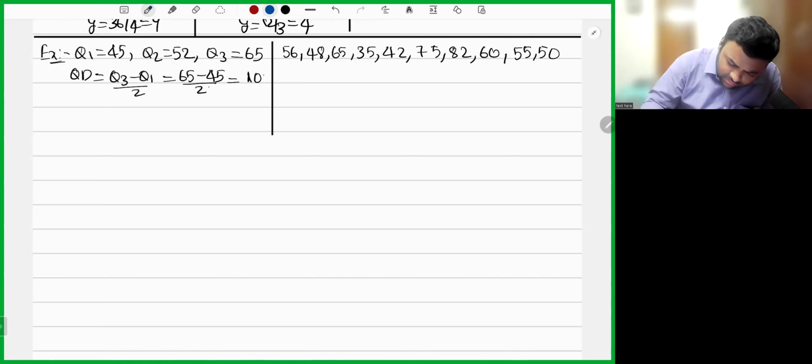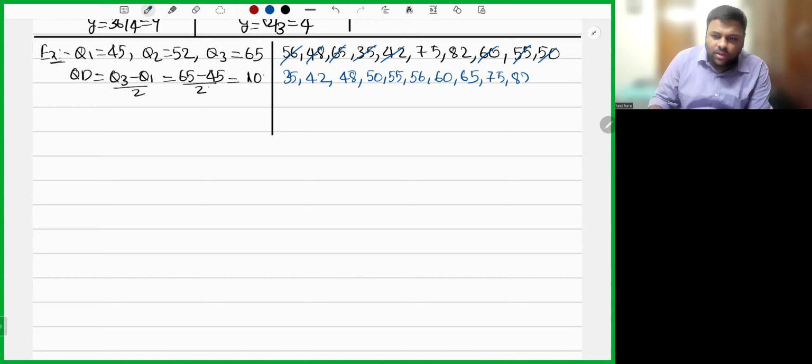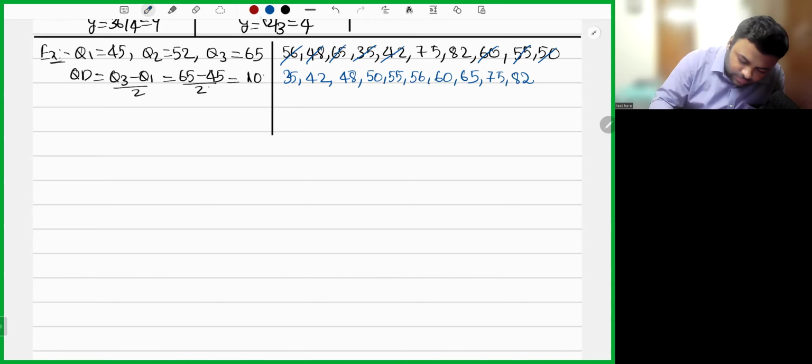So let's arrange the data in ascending order. The first observation is 35. Next, 42. Next, 48, which I missed. Then 50, 55, 56, 60, 65. Next, 75 and 82. Right? Now, I want quartile 1.